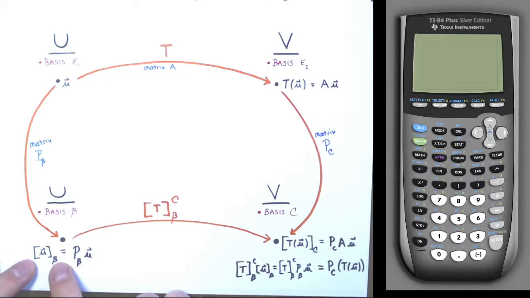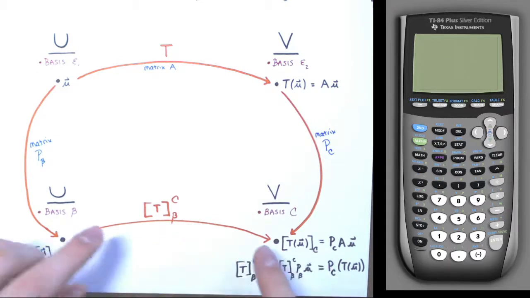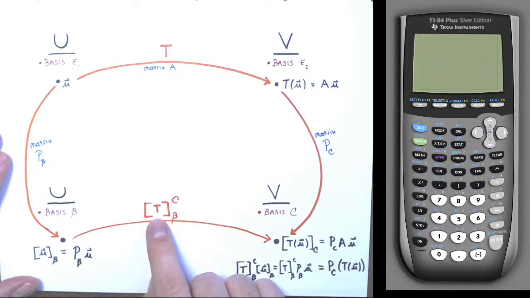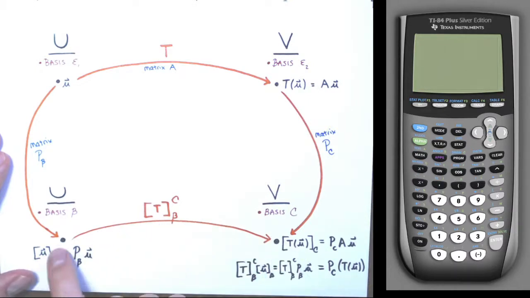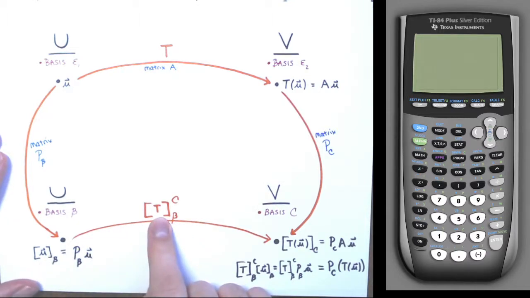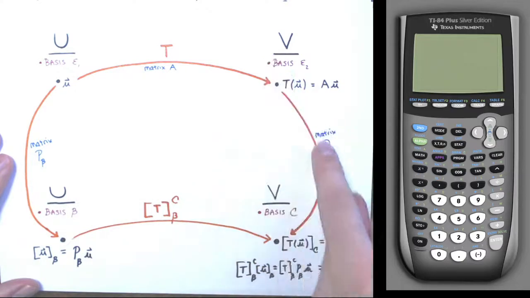if my input is in coordinates with respect to B, and I would like my output to be in coordinates with respect to C, that's where this matrix representation with respect to B and C comes in. This represents a mapping of coordinates relative to B to coordinates relative to C. So I multiply this matrix representation with respect to B and C by this, and I get the same output I got going the other direction.